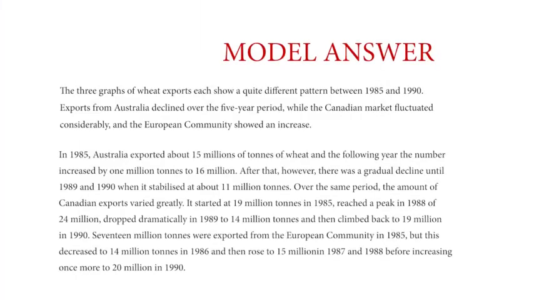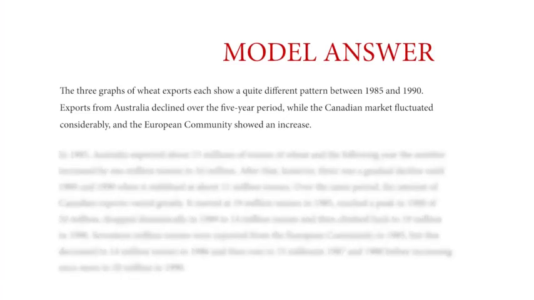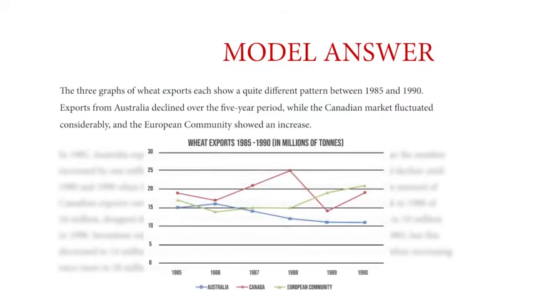Let's look at the model answer, and let's read the first paragraph, or rather, let's start with the first sentence. The 3 graphs of wheat exports each show a quite different pattern between 1985 and 1990. Now, if you can see, they didn't basically copy the top, which says wheat exports 1985 to 1990 in millions of tons. It basically created a sentence so that the reader will have an easier time to actually read and understand it.